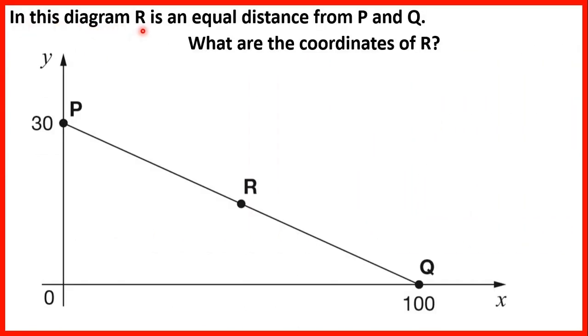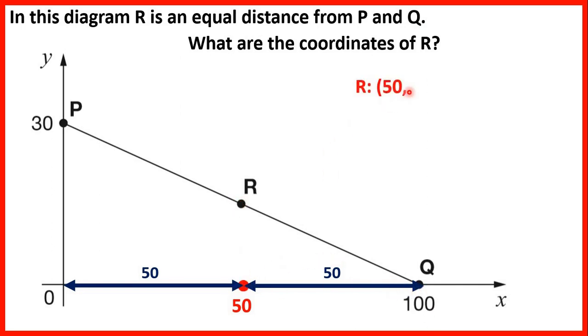In this diagram, R is an equal distance from P and Q. What are the coordinates of R? So we have point R here, and when we write coordinates, we always write the x coordinate first. So the x coordinate will be 50, because if it's an equal distance from P and Q, and point Q has an x coordinate of 100, the coordinate for point R will be half of 100, so will be 50.